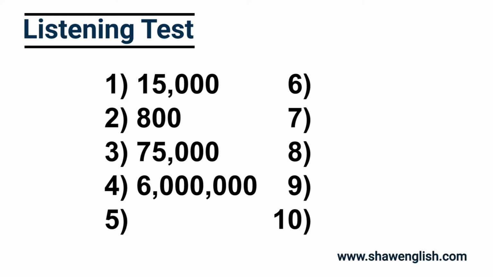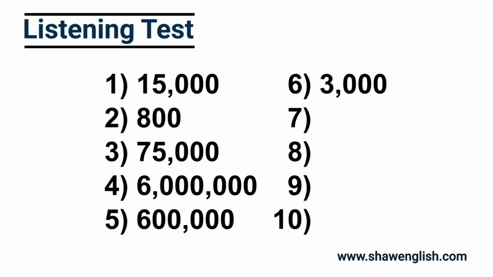And number 5, 600,000. Okay, so 600,000 looks like this. Number 6, 3,000. Okay, so this is 3,000. Number 7, 19,000. Okay, so this is 19,000.